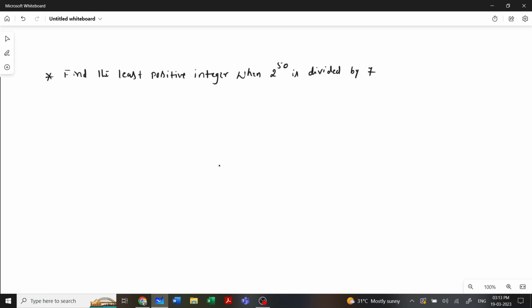So, 2 to the power of 50 itself is a big number. If you divide by 7, what will be the remainder? Okay, so before solving this problem, I will take the theorem. It is already proved.